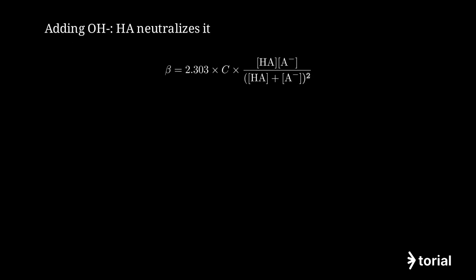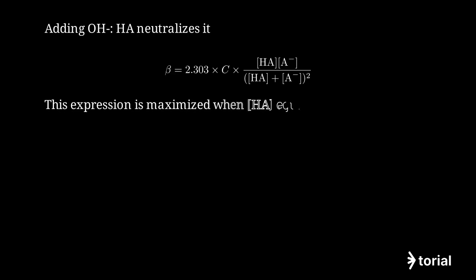The buffer capacity beta equals 2.303 times total concentration, times the product of acid and base concentrations, divided by their sum squared. Mathematical analysis shows this expression reaches its maximum value when the acid and base concentrations are equal.